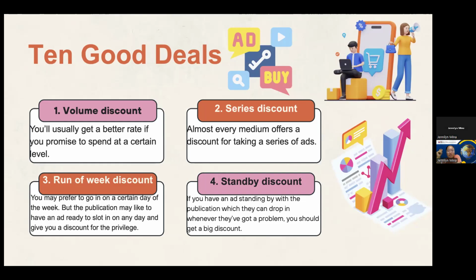Let's say you own a local fitness studio similar to an established brand like Anytime Fitness. Meron na yan sa SM Cabanatuan. Volume discount: if you commit to running a certain number of ads, say 10 ads in a month, the local newspaper may offer a lower rate per ad by promising to spend a specific amount to secure a better deal.